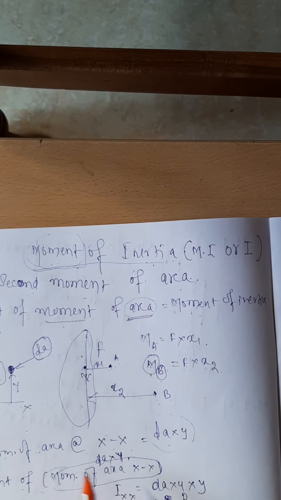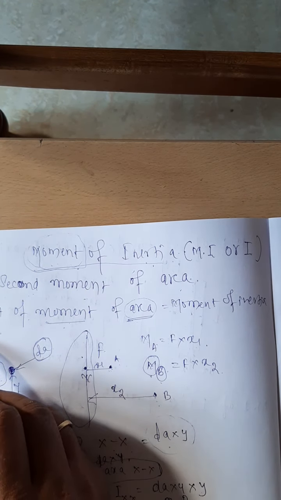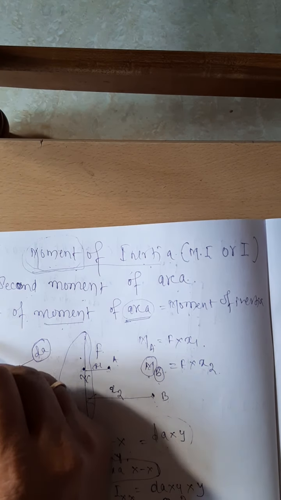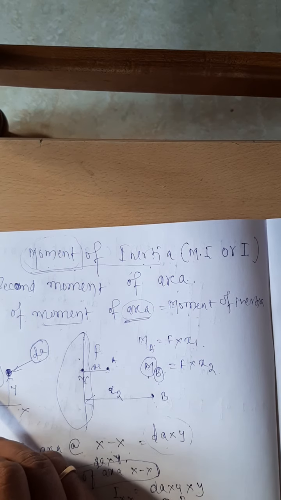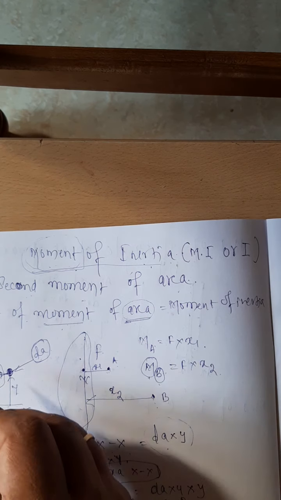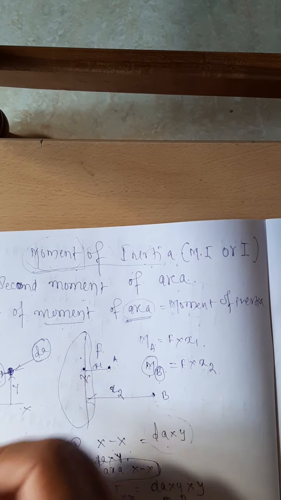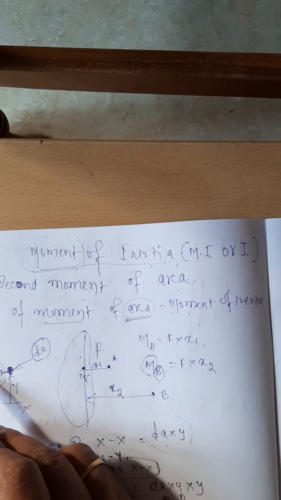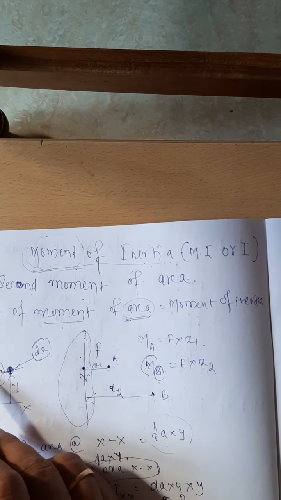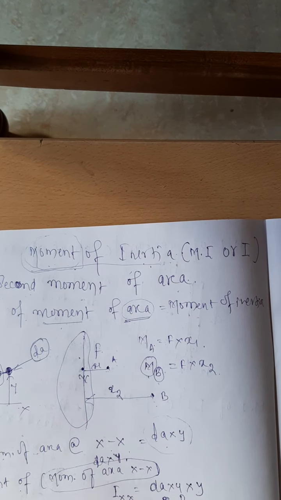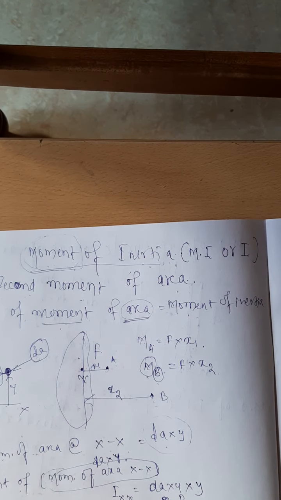Like that, if I want the moment of the same area about another line, like this line, usually I call it the y line. What I need to do is take where that particular area is from my line. It is somewhere at a distance of x. Yes, the moment of this small area about the line y, I am calling it Iyy.